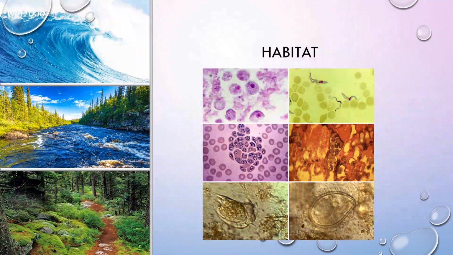Then coming to its habitat, it can be found in a variety of habitats, including the oceans, freshwater, and terrestrial habitats, and even many of these protozoa and kingdom Protista groups are actually parasitic to humans. So even inside humans or many other similar organisms, they can survive. So it has a wide range of habitat.